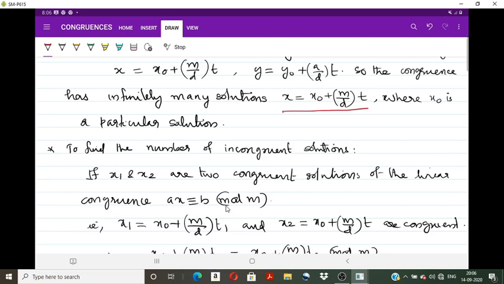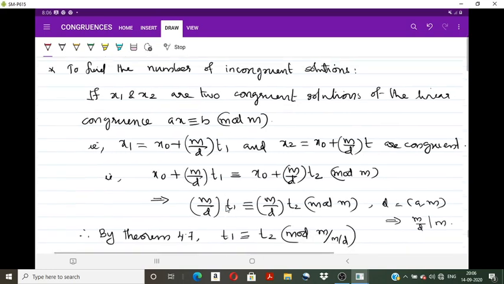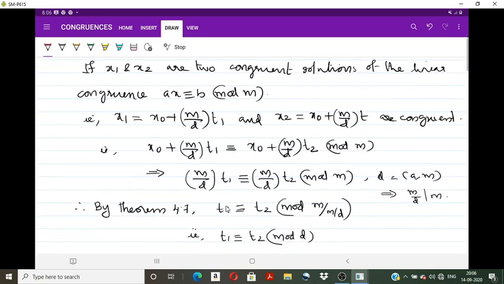Therefore, x1 congruent to x2 modulo m. That is, x naught plus m by d into t1 congruent to x naught plus m by d into t2 modulo m. Since x naught is common in this one, we can cancel it. So we have m by d into t1 congruent to m by d into t2 modulo m.